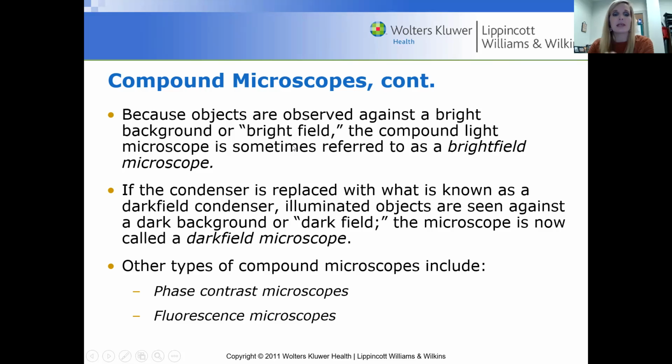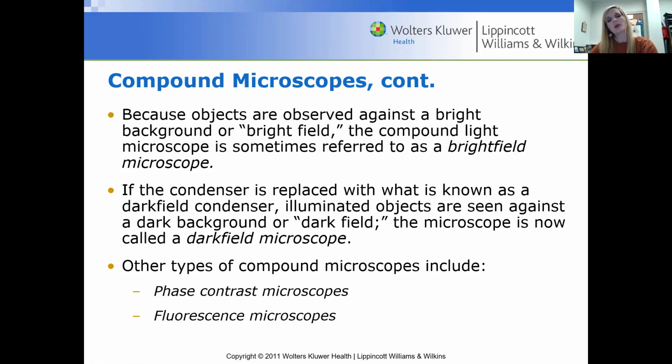Sometimes images cannot be seen with such a bright light. So there's a condenser. If a condenser is replaced with what's known as a dark field condenser, then instead the bright background becomes a dark background. So if that happens, the illuminated objects are seen against that dark background, and it's now referred to as a dark field microscope. So it's still a compound microscope, but the background is now dark, so we call it a dark field microscope.